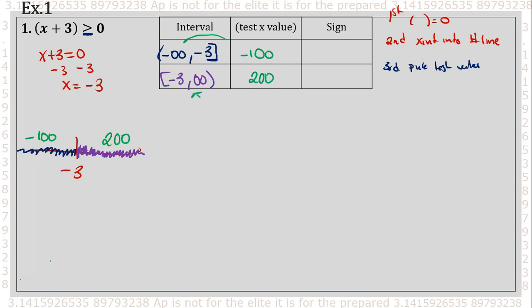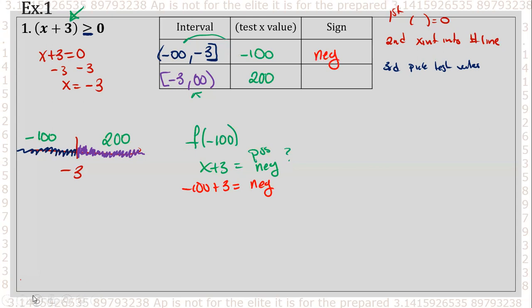What I want you to know is the following. We're going to test these values. I'm going to evaluate the function at negative 100. Just remember, this was the function I was given, x plus 3, and I'm going to check whether it's positive or negative. You could probably do this in your head. Negative 100 plus 3: a very large negative number plus a tiny positive 3 is still going to give me a negative number. So that's what I want here, a negative.